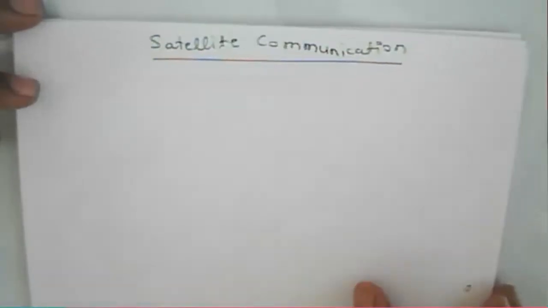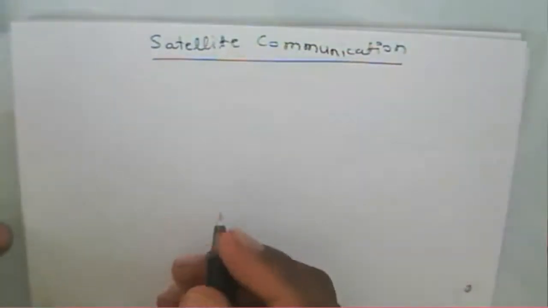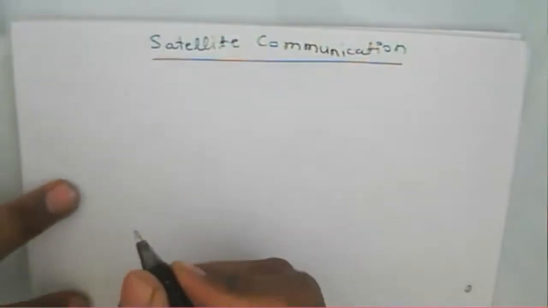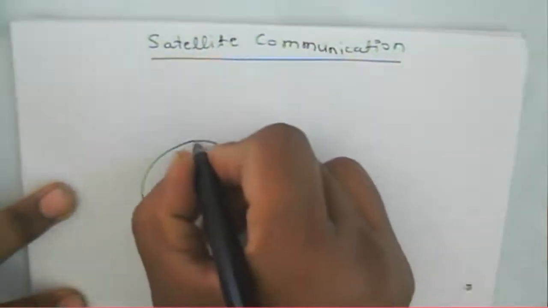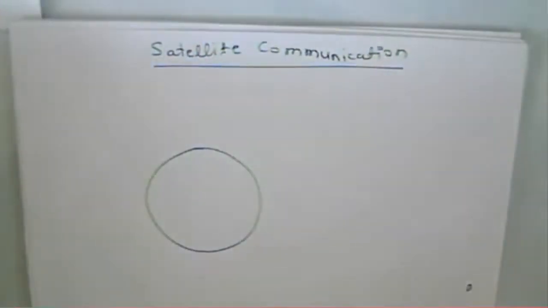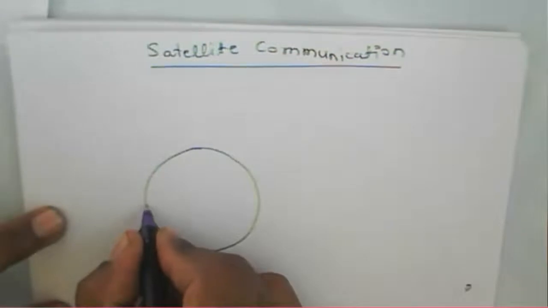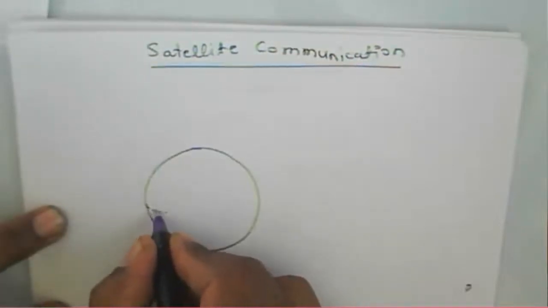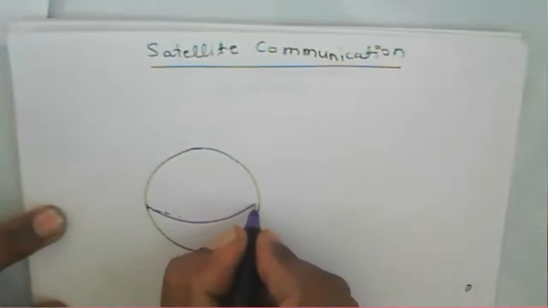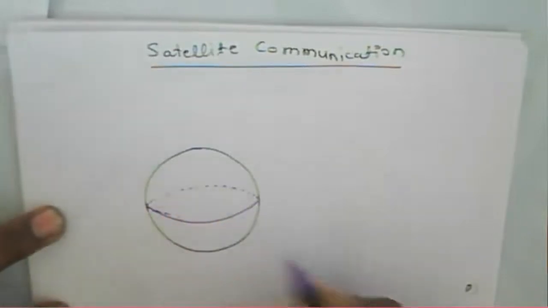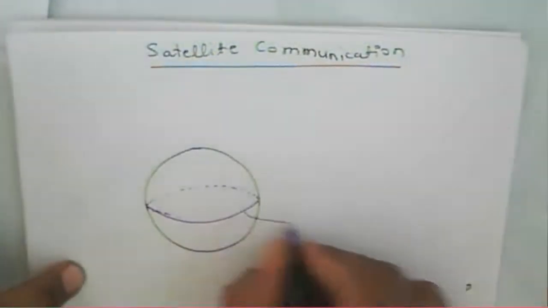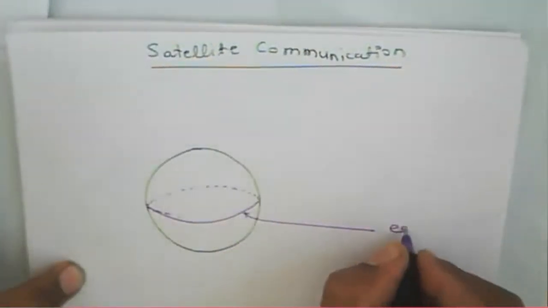Today we start with the orbital parameters of a satellite. We have seen that the Earth is of a spherical shape. Now consider this as the equatorial plane. This is your equator.